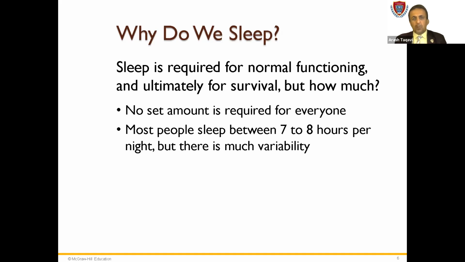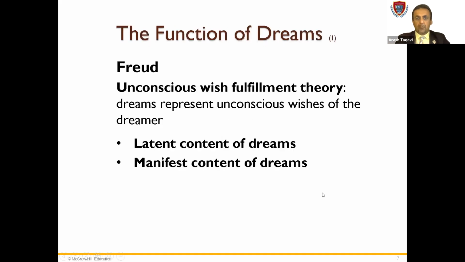But most people sleep between 7 to 8 hours per night, though there is much variability between 6 hours to 9 hours. The average is 7 to 8. Yes, I know some people for whom 4 hours per night is enough. It is not normal. It is very rare. The norm is the most frequent rate among people, which is called normal.